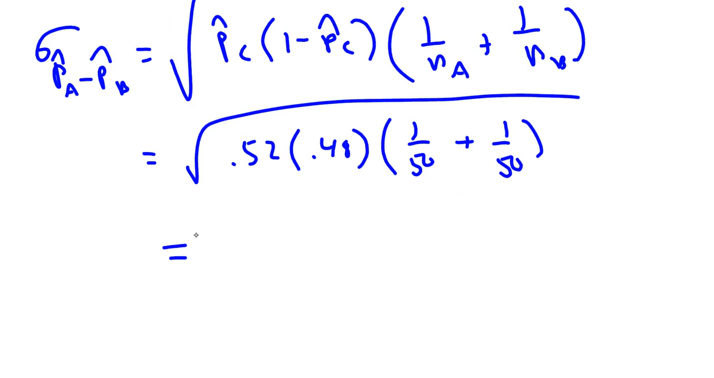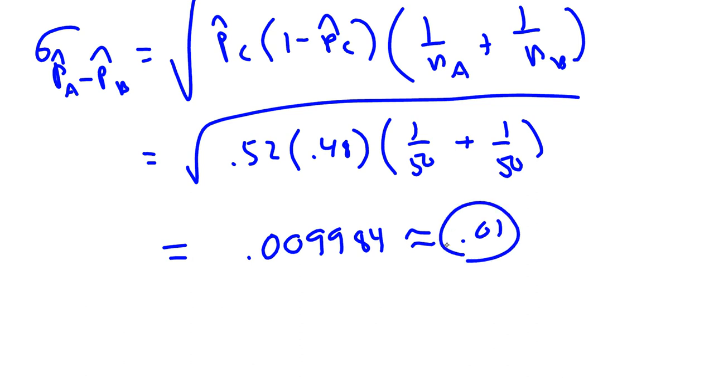And if we take the time to calculate that, this is what I'm getting: 0.009984. I'm going to round that to about 0.01. Nice, easy number. Okay, so that's the goal of the second condition.